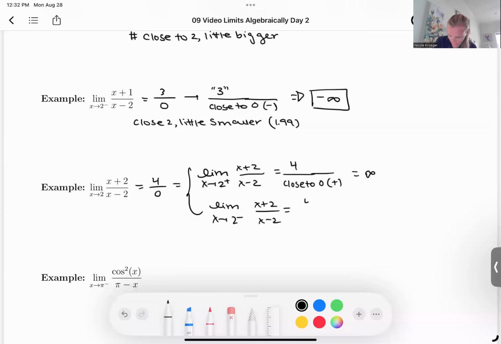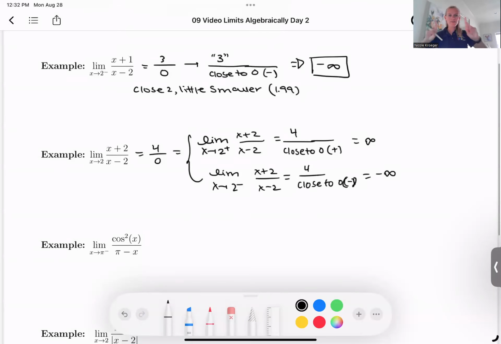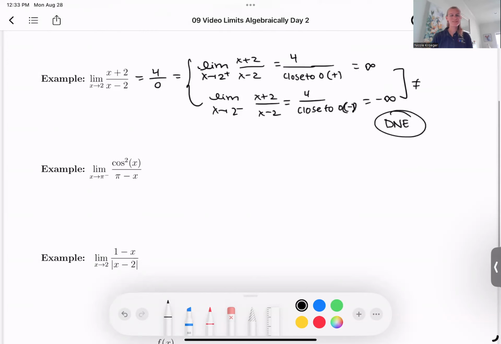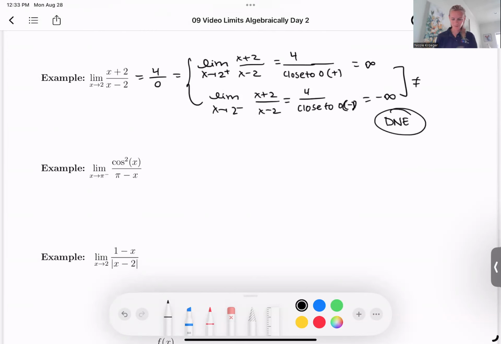Similar idea with this one, we're still going to get something close to 4 over something that's close to 0, but negative this time. It's a negative sign. So I'm going to get negative infinity out here. My left and my right hand limits are not equal to each other, so that tells me that my overall limit does not exist. Okay. But we still have an asymptote here at -2 because we got infinite limits out. So just an interesting thing to notice.